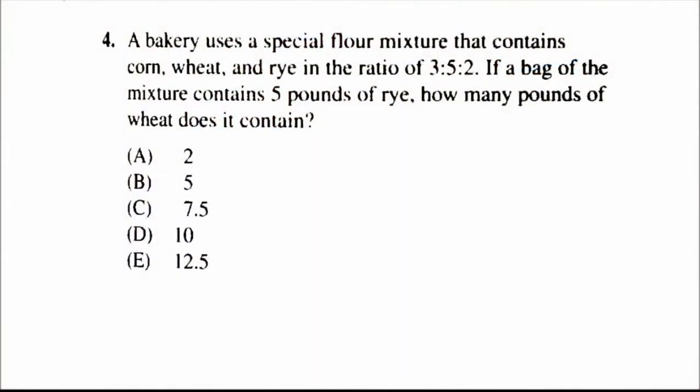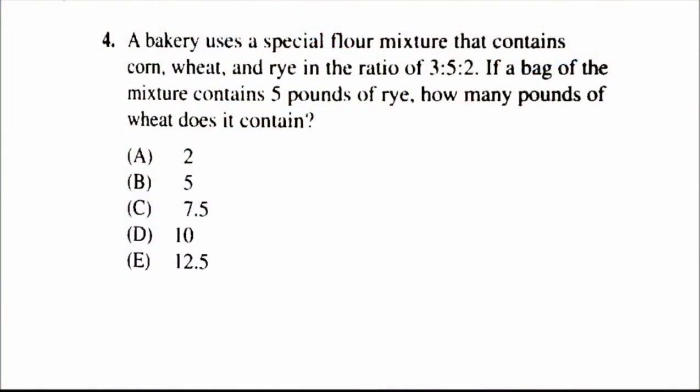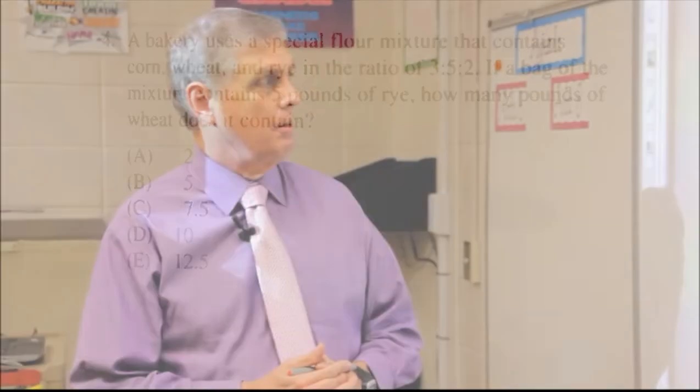Okay, let's take a look now at a typical problem. And I say it's typical because in this problem, we have a mixture. And you'll find that the ratio problems in the SAT, a lot of them are typically mixtures. And they give you a ratio, and you have to figure out something about that mixture. In this case, we've got a bakery, and they're making some flour, and it contains corn, wheat, and rye in the ratio of 3:5:2.